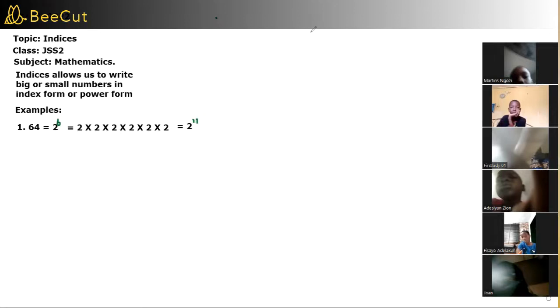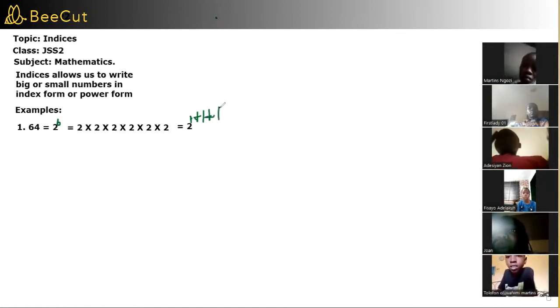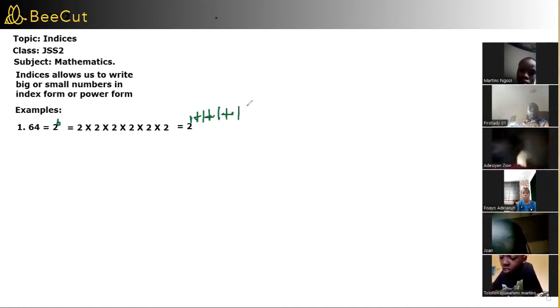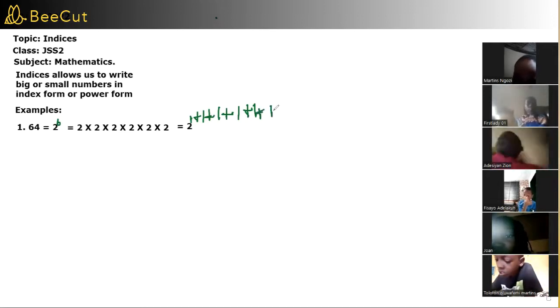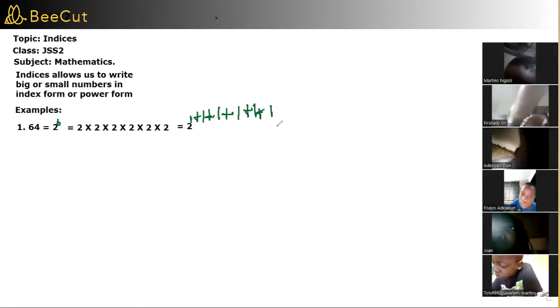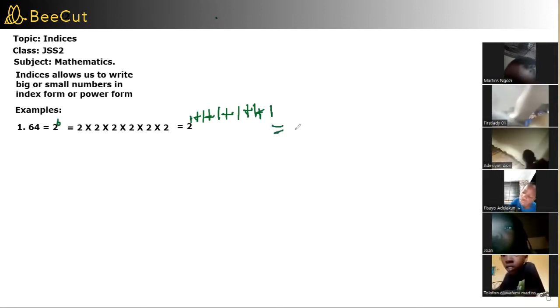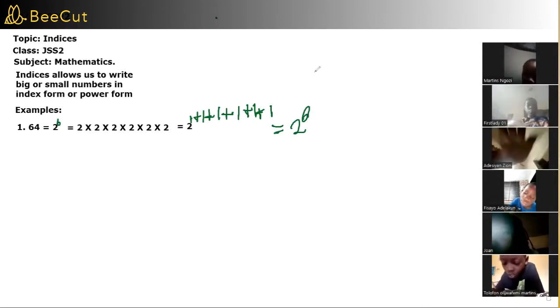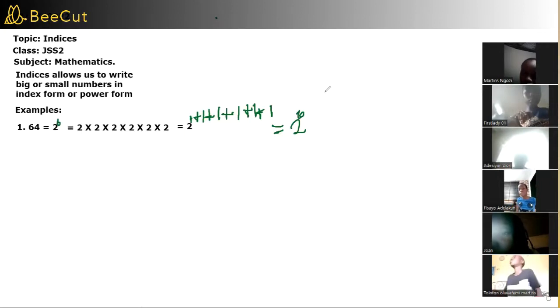So that will be 1 plus 1 plus 1 plus 1 plus 1. How many 1s have I written? 1, 2, 3, 4, 5, then plus 1. So you can see this is 2 raised to power 1 in 6 places. I can now say this is equal to 2 raised to power 6.